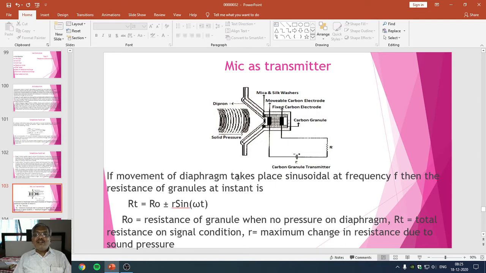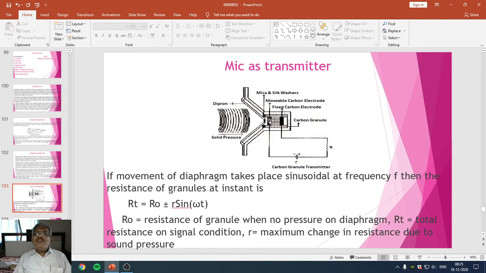If the movement of the diaphragm takes place sinusoidally, sinusoidal waveforms at the frequency f, then the resistance of the granule at that particular instant changes. Means as the frequency of the acoustic sound signal varies, it changes according to the sinusoidal aspect. And as its frequency changes, naturally it will exert force on the diaphragm.